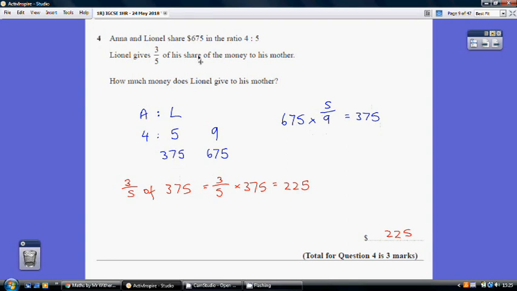Now he gives 3/5 of this to his mother. So how much is 3/5 of this? Well, you simply just do 3/5 of 375 on your calculator. 3/5 times 375, giving us $225, being the amount which Lionel gives to his mother.